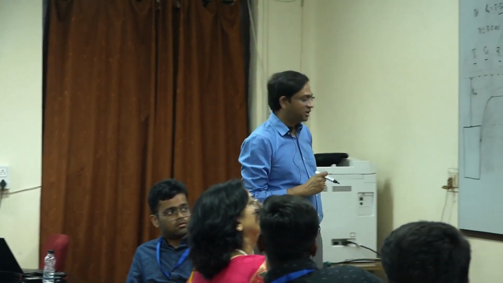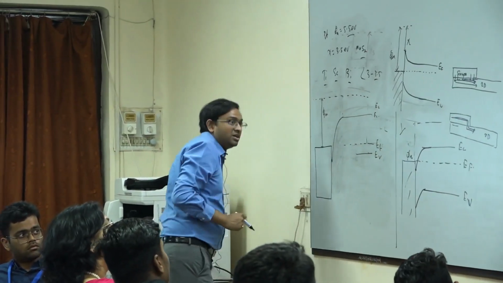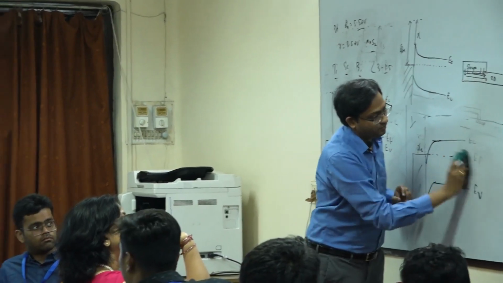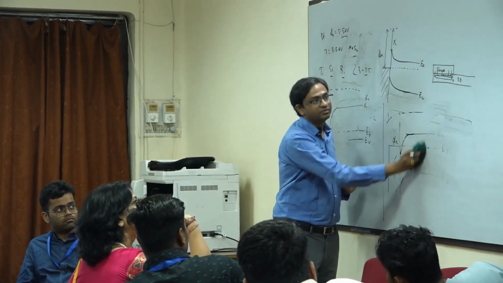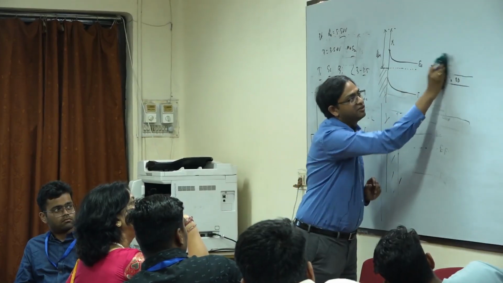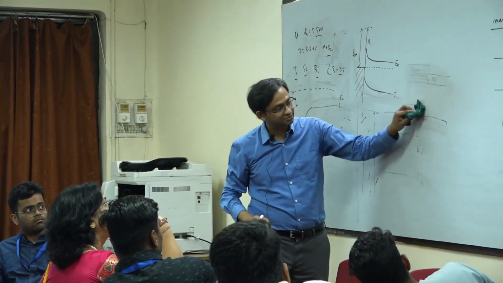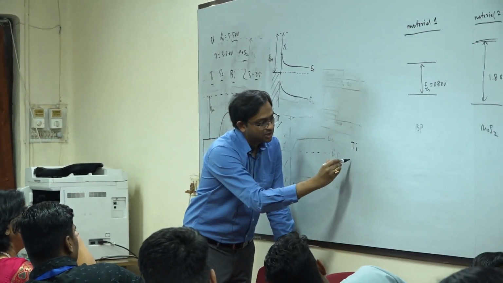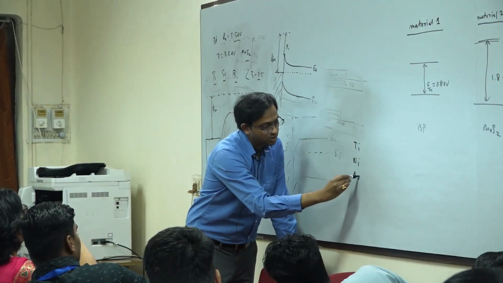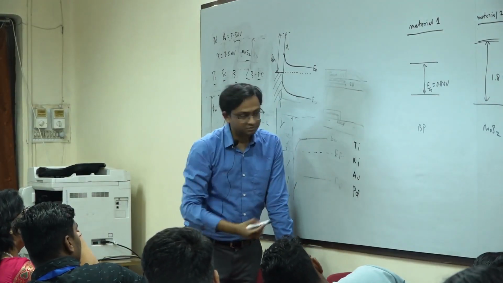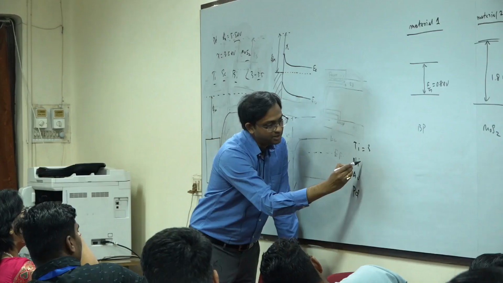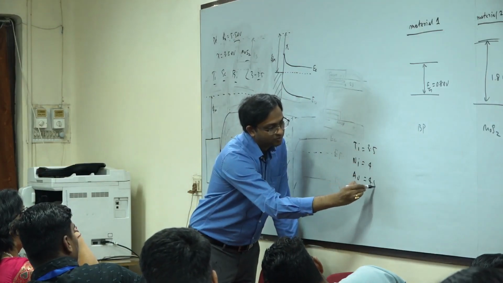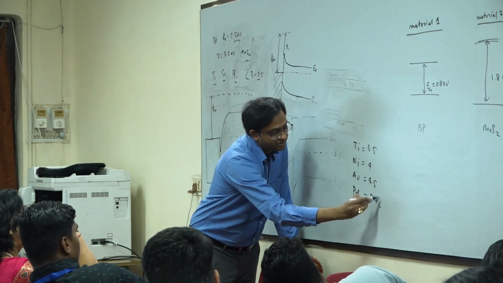I'm also going to give a few more pieces of information. The other information is that I have choices for metal: titanium, nickel, gold, palladium. Titanium has a work function of 3. Let's put this as, let's say, 3.5, 4, 4.5, and let's say 5 eV.